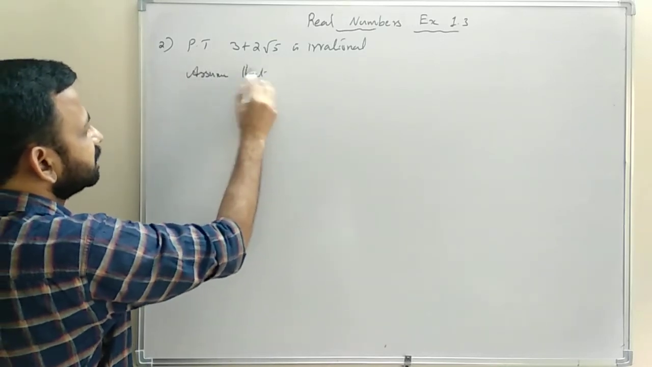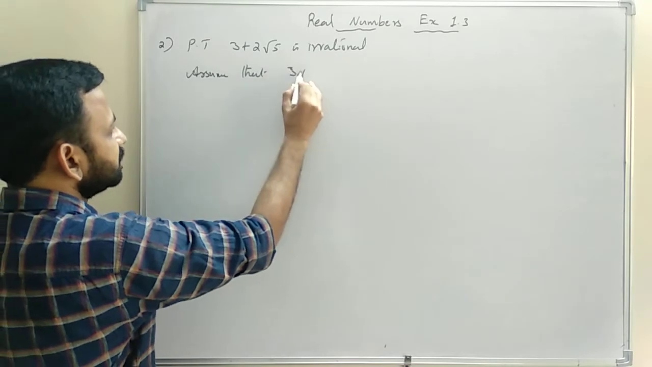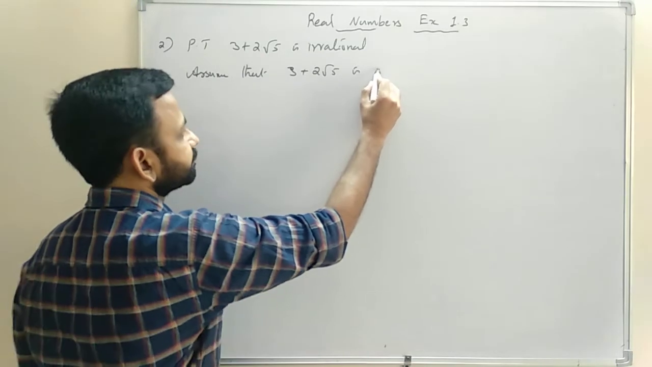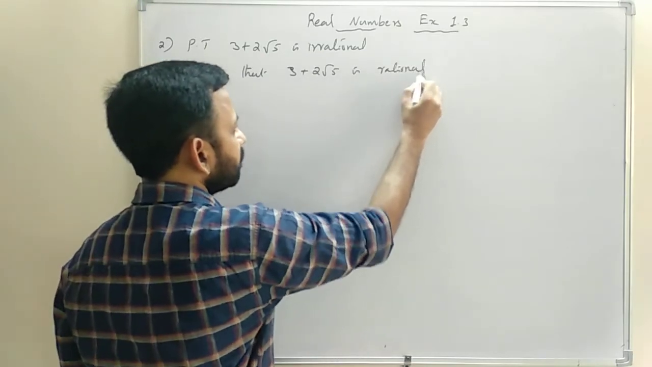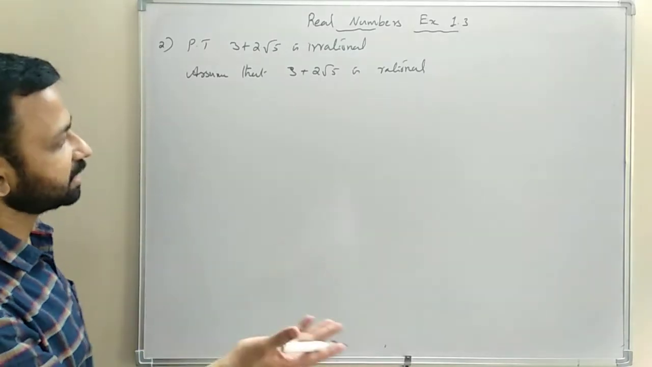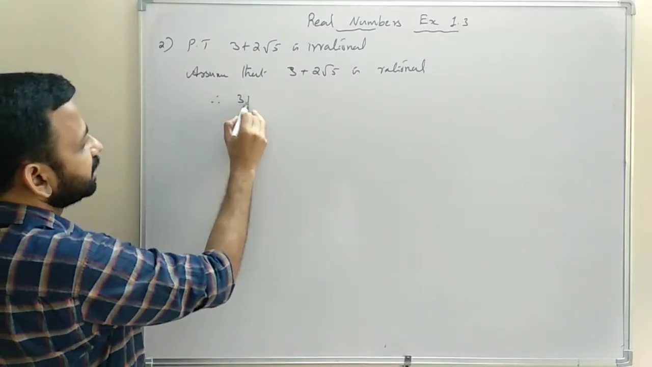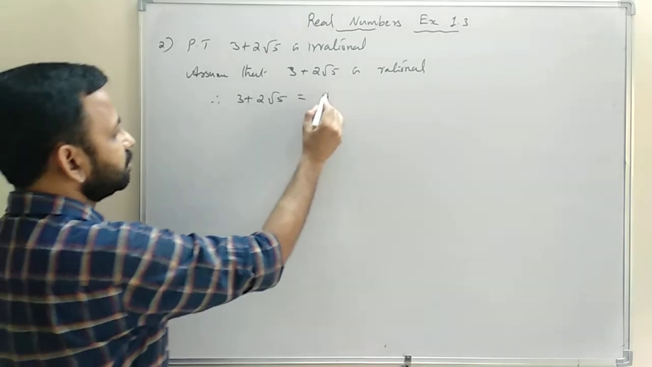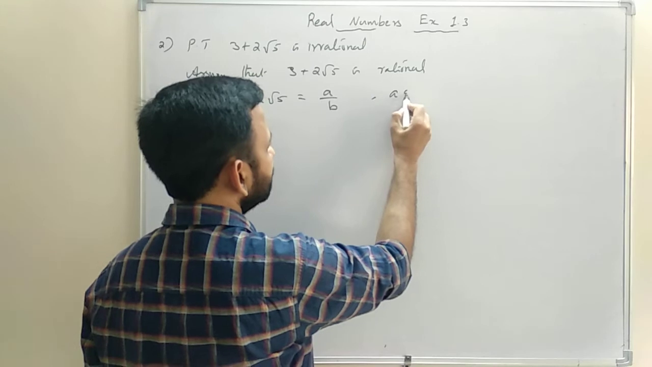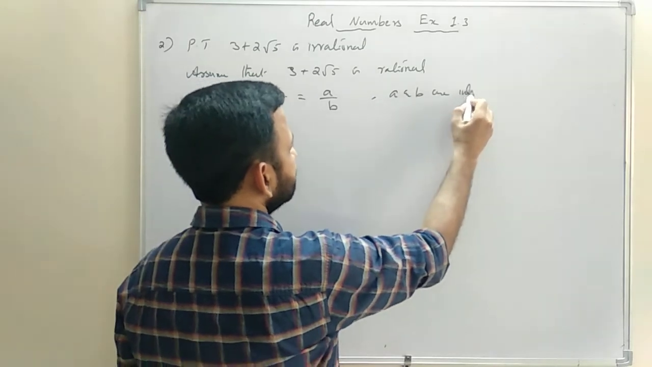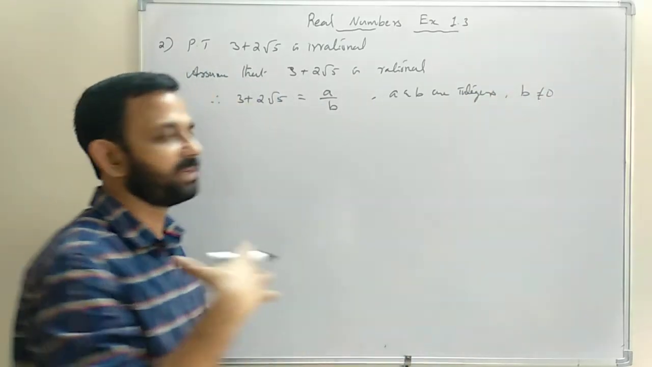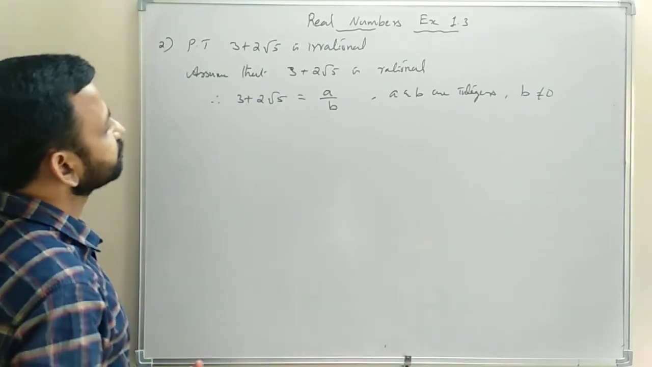Assume that 3 plus 2 root 5 is rational. We are going to prove it is irrational, and our assumption is that this number is rational. Therefore, 3 plus 2 root 5 is equal to a by b, where a and b are integers and b not equal to 0, and we can write a and b are co-primes. That's clear.